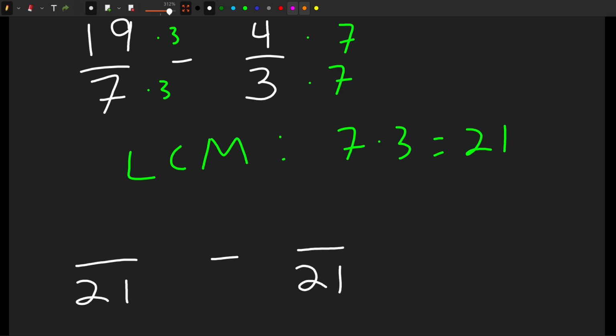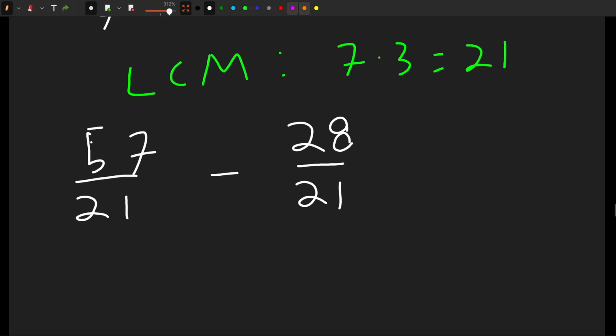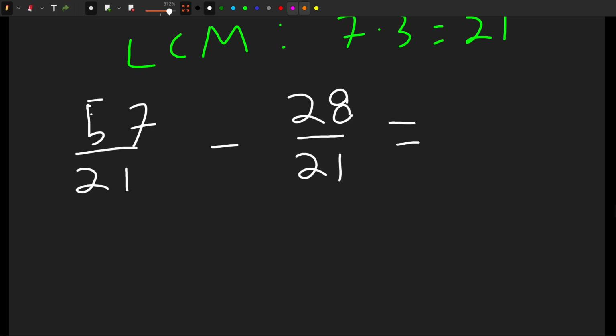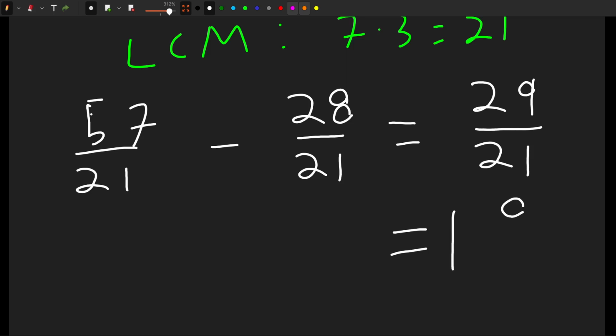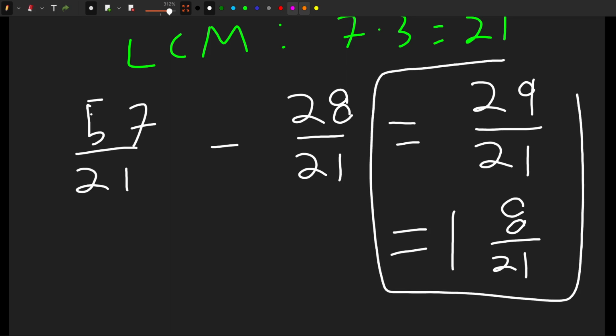For the first fraction, 19 times 3 is 57. And then 4 times 7 is 28. And so now, 57 minus 28, well, 57 minus 20 gets me to be 37. And then 37 minus 8 is 29. So I'm left with 29 over 21, which can simplify down to 1 and 8 over 21. Okay.